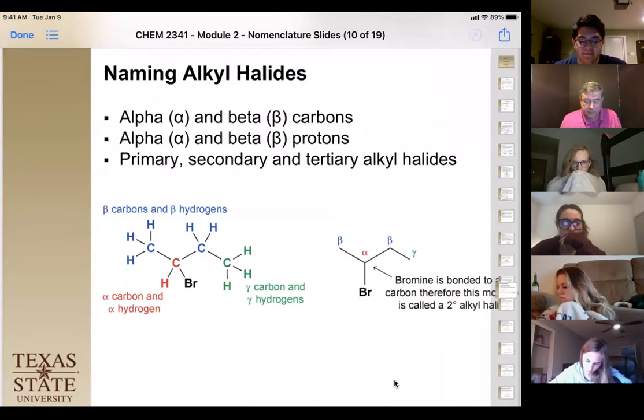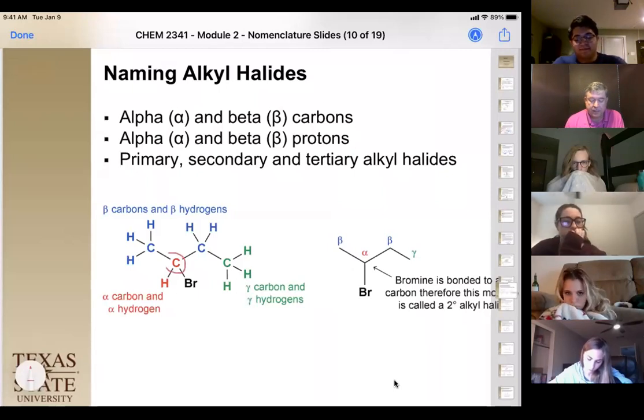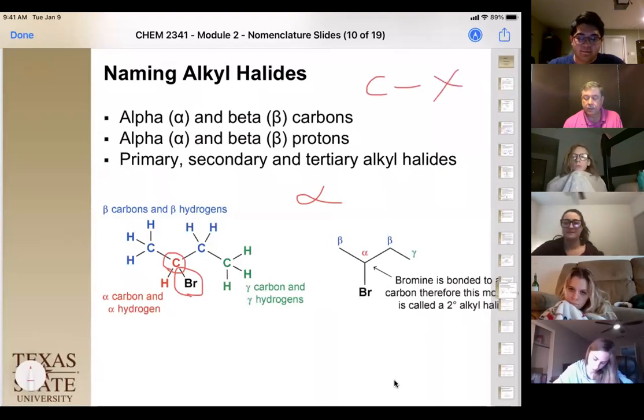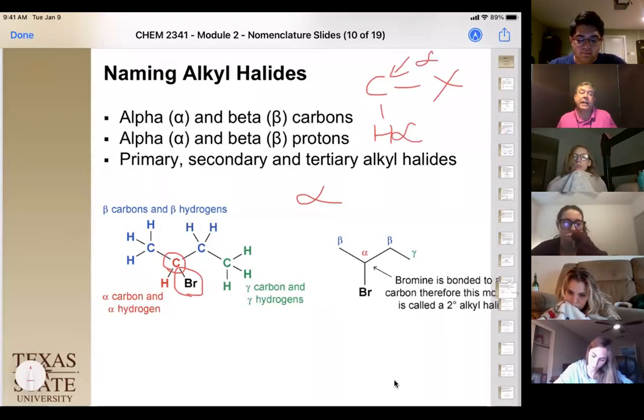The first thing we need to know is that the carbon that the halogen is directly attached to is called the alpha carbon. So if we have a halogen, CX, with a hydrogen on it, the carbon it's attached to is called the alpha carbon, and the hydrogen that's attached to that carbon is called the alpha hydrogen. We're going to see this again and again when we describe these reactions, because sometimes the alpha hydrogen reacts, sometimes the beta hydrogen reacts, and sometimes the gamma hydrogen reacts. So we need to be careful about how we do that.